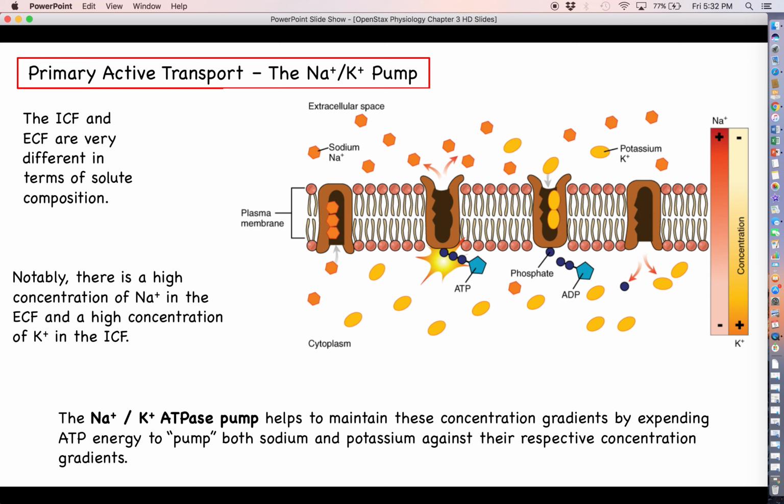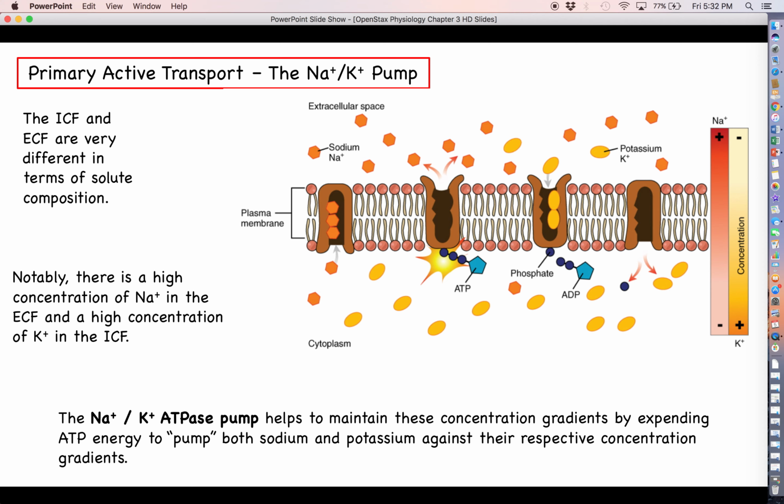If we were to do this, we would dissipate these gradients. If we were to allow these sodium and potassium channels to be open all the time, we would eventually reach equilibrium, in which the concentration of sodium is the same inside and outside the cell, and the concentration of potassium is the same inside and outside the cell. And we do not want that. We want to maintain this disequilibrium. We want to maintain the status quo in which there is a lot of potassium inside the cell and not much outside, and the same for sodium outside.